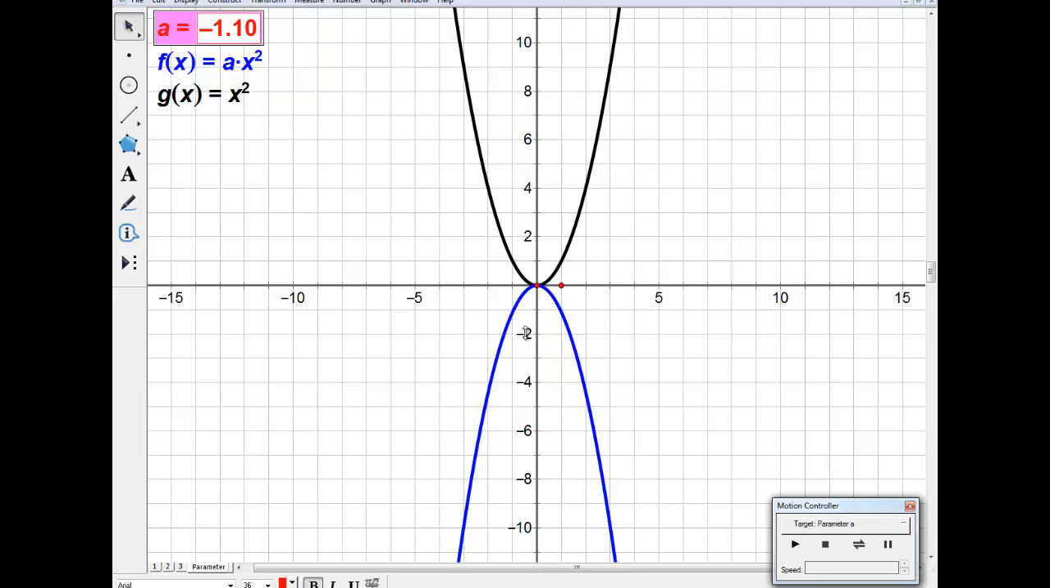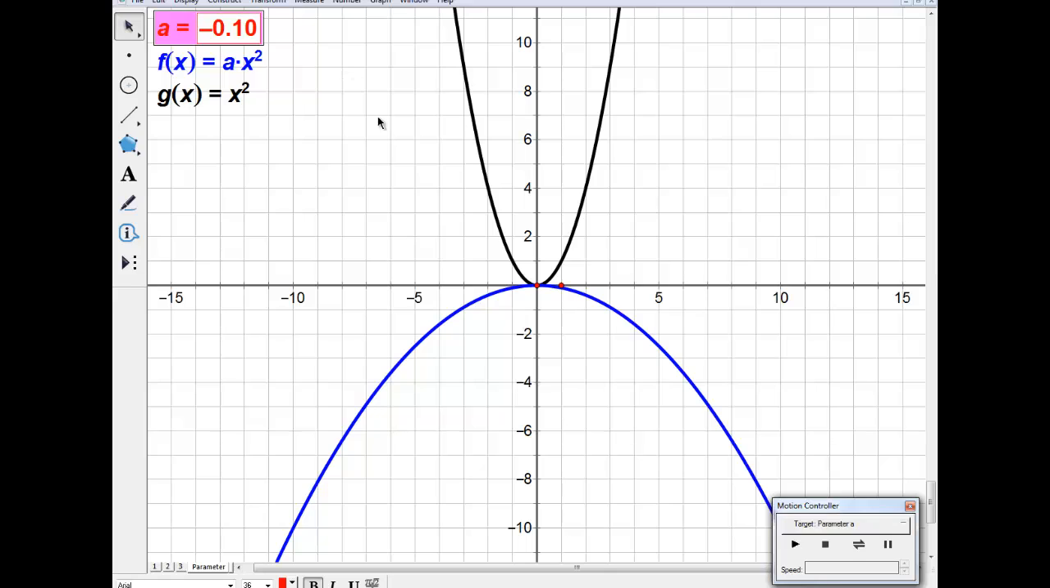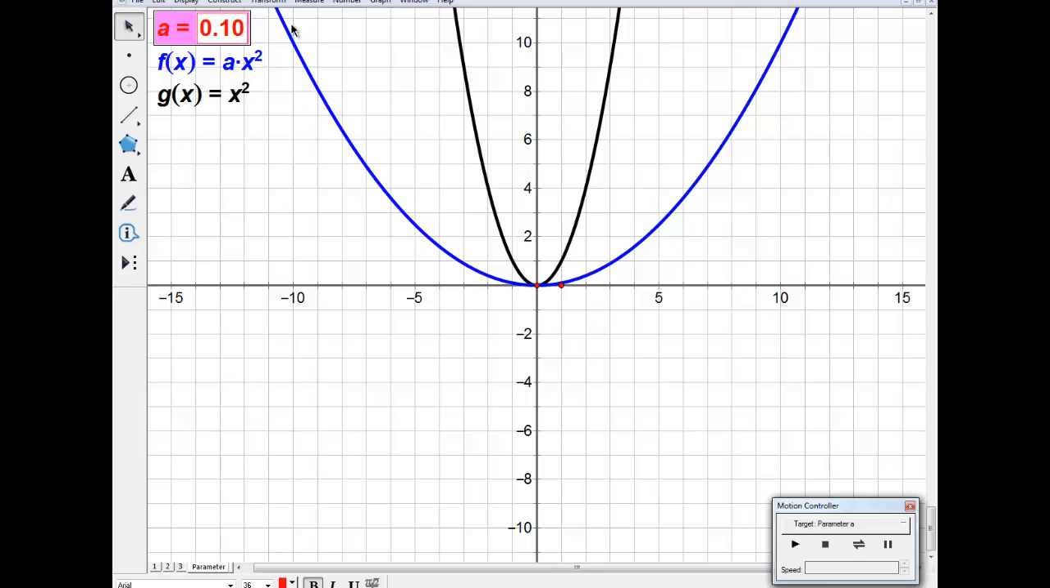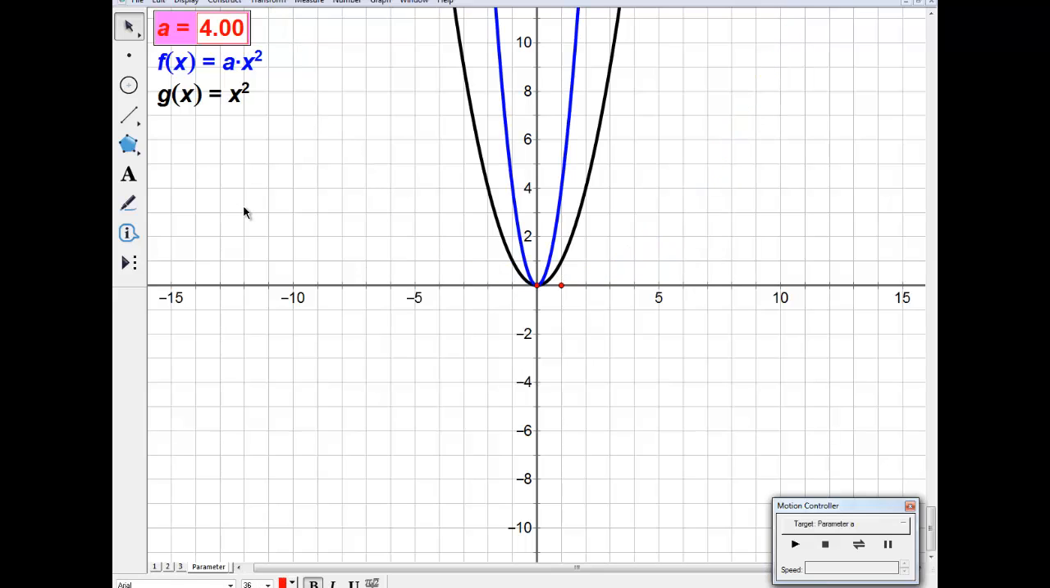So the closer our coefficient gets to 0, the graph will become wider and wider. What happens if you make it very close to 0? You can see it's even wider. So the closer to 0 the coefficient is, the wider the graph is. Same thing will happen on the positive side. You can see a positive 0.1 is making the graph wider, but if you make it 4, you will get a narrower graph.